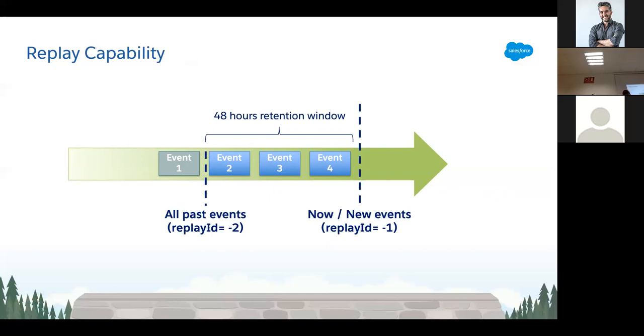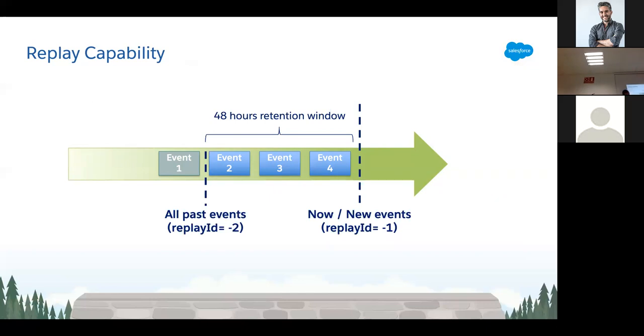When you lose some messages, you can ask to replay all the messages that have occurred in the past within this window by asking for a replay ID of -2. This will give you everything from the last 24 hours. Or you can ask for just the new ones: -1 gives you all the ones that happen after now.